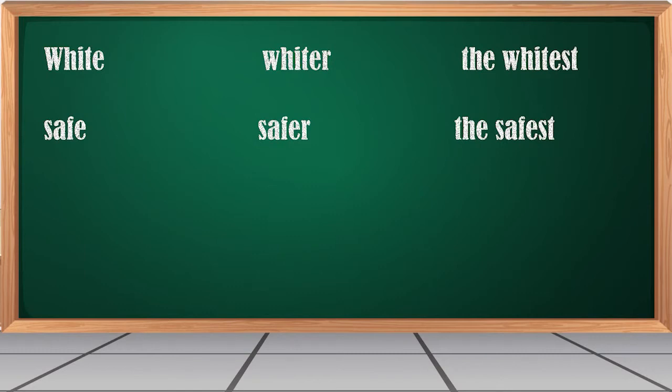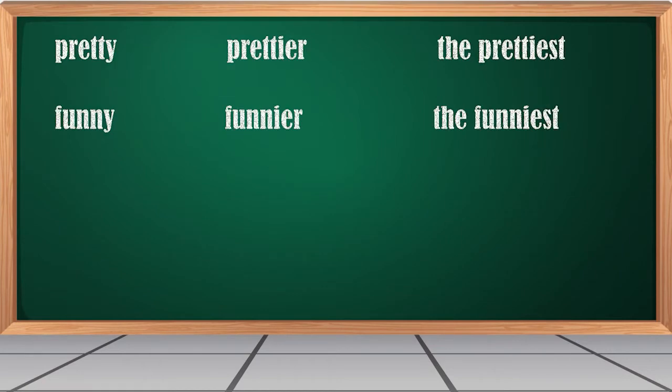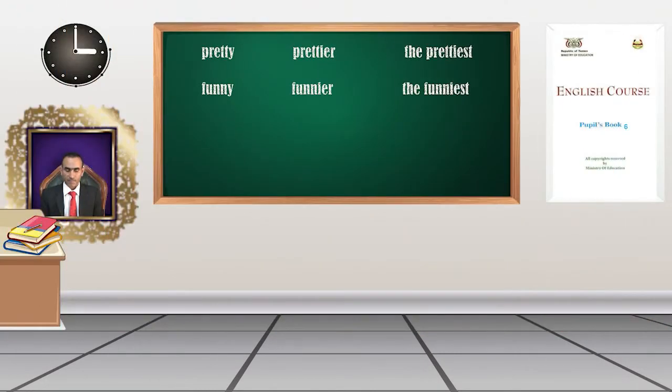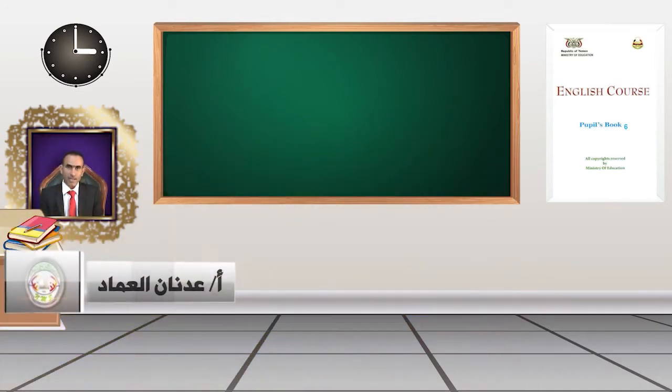Safe, safer, the safest. Number 4, for two-syllable adjectives that end in Y, change the Y to I and add er or est. For example, pretty, prettier, the prettiest. Funny, funnier, the funniest. Number 5, some two-syllable adjectives use either er, est, or more and most.